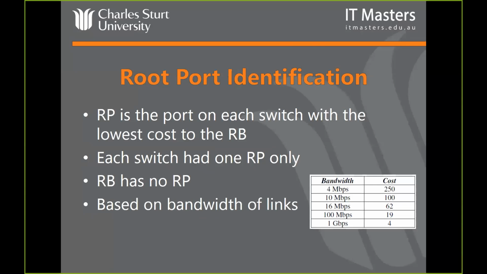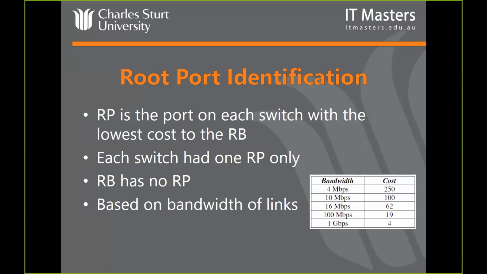So the root port is a port on each switch with the lowest cost, in other words, closest, as I said before, to the root bridge. Now each switch has one root port only. The root bridge has no root ports because it is a bridge, so all ports are equally close. But each switch will have one root port only. And this is typically based on the bandwidth of the links available.